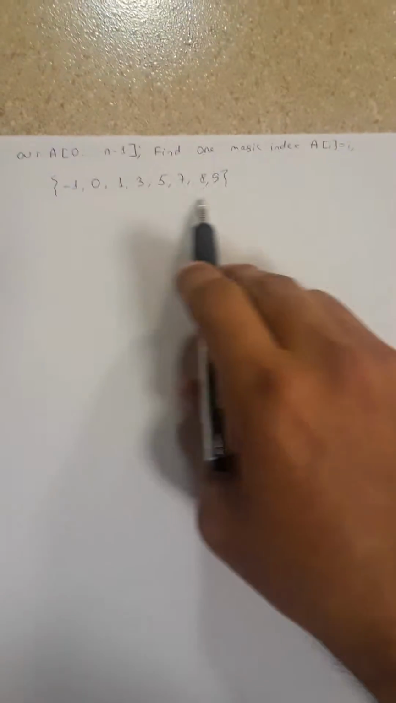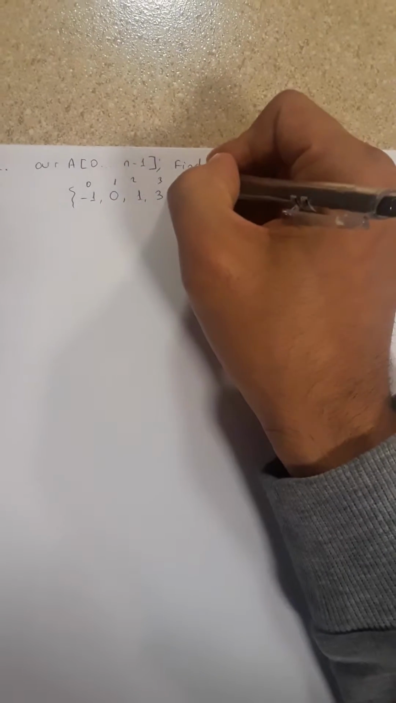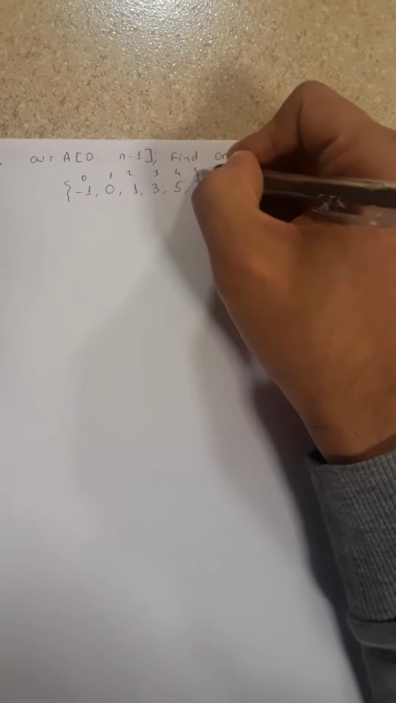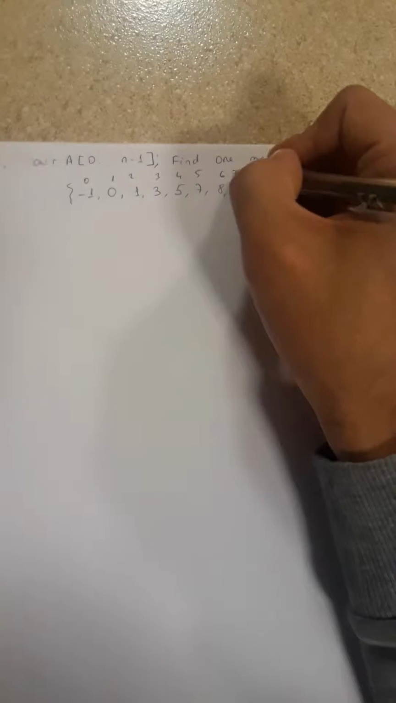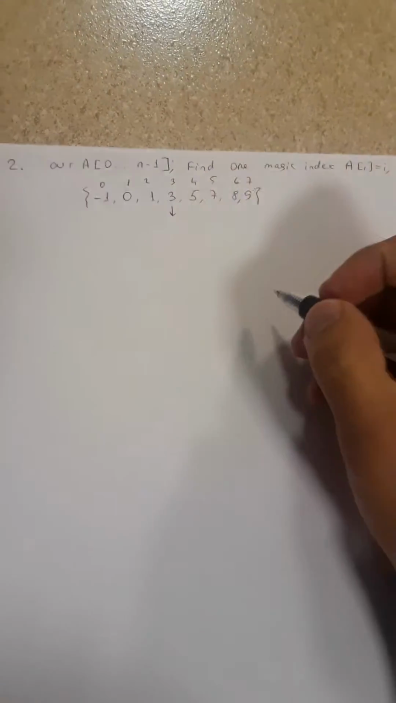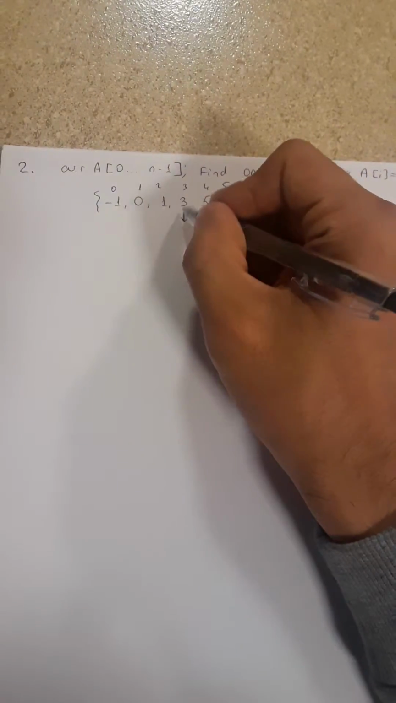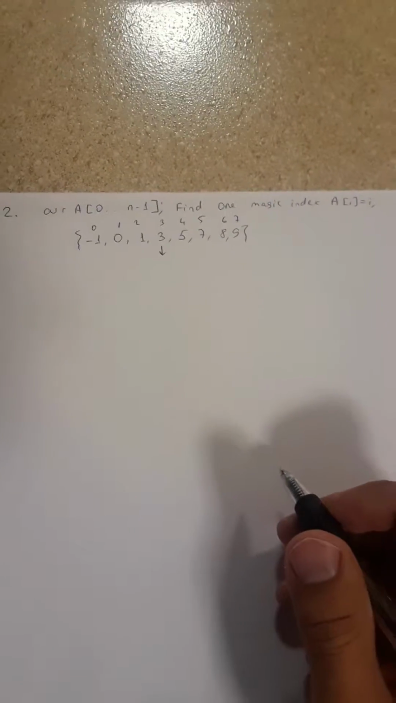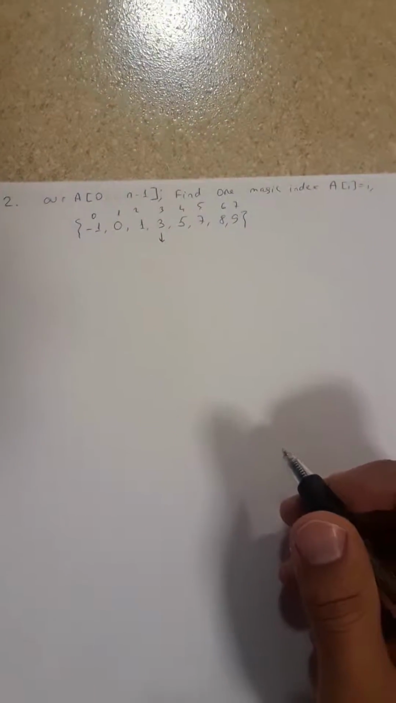Here we have the following elements and the following index values of these elements in the array. We see that just this particular element is equal to the value of its index itself, so we have to find this index. And it says in the problem that there is just one magic index in the array. Here we can use binary search.